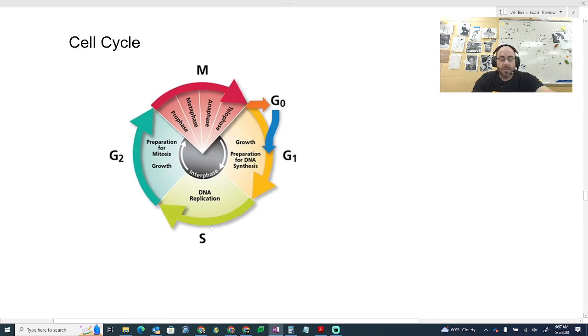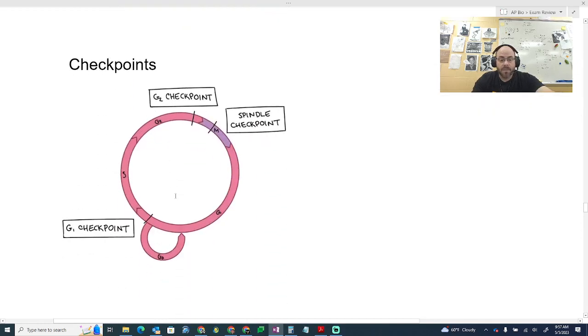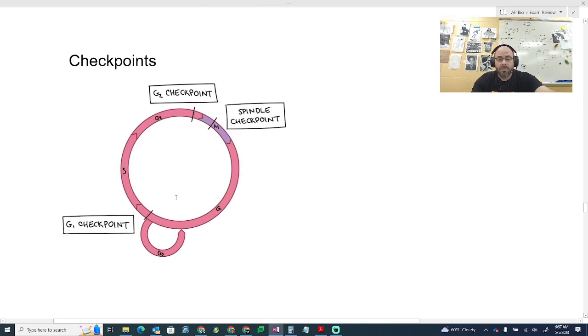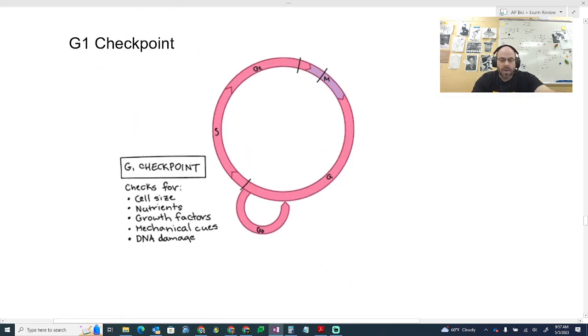So there's the cell cycle again. Why do I have another picture of the cell cycle? Because I'm going to talk about cell cycle regulation. One of the ways that the cell cycle is regulated is through a series of checkpoints. Think of checkpoints like when you're driving your car and there's a police officer there stopping everybody that goes through, because it's a checkpoint. Sobriety checkpoint or something like that, right? So there are three checkpoints along the way. There is the G1 checkpoint.